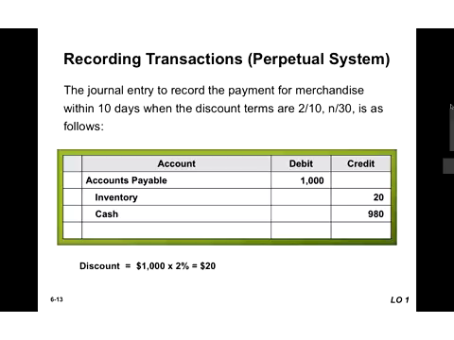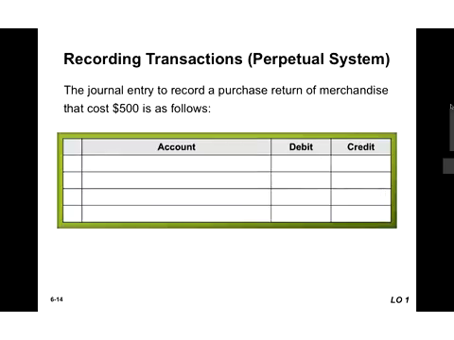Okay, and then we have one other journal entry related to this, and it's when we make a return of inventory. We make a return of inventory. We're going to debit accounts payable, and we're going to credit inventory.